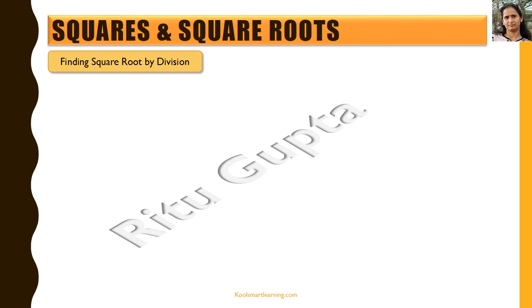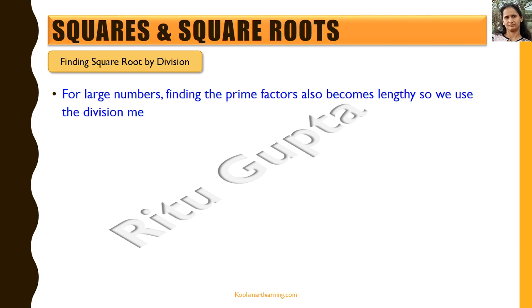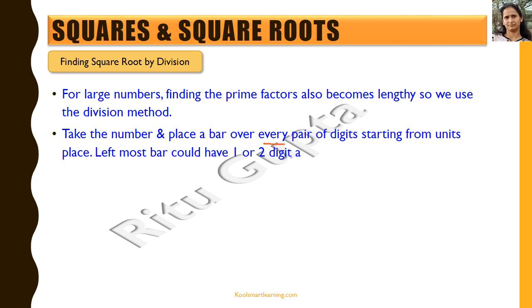We just talked about the method of finding square root using prime factorization, but that is a very lengthy method, specifically for finding the square root of large numbers. So instead of that method, we have another method, which is the square root by division. In this method, we take the number and we place a bar over every pair of digits starting from the units place. The leftmost bar could have either 1 digit or 2 digits depending upon the number. Now we'll see that with the help of an example.